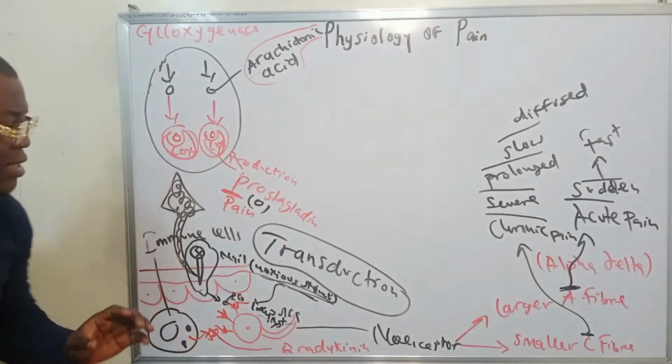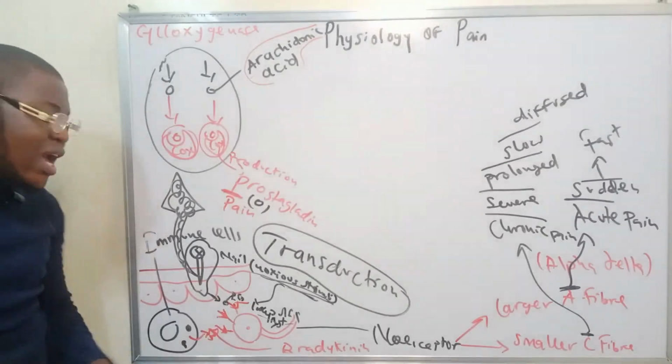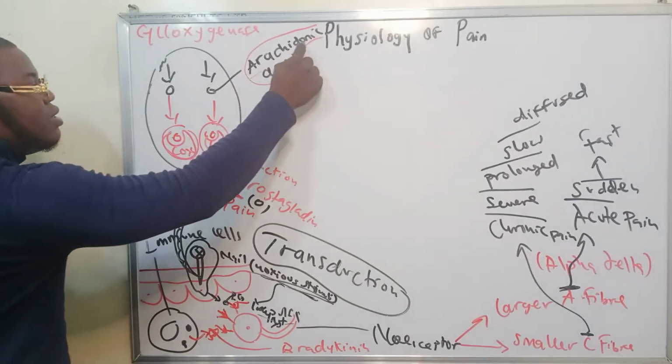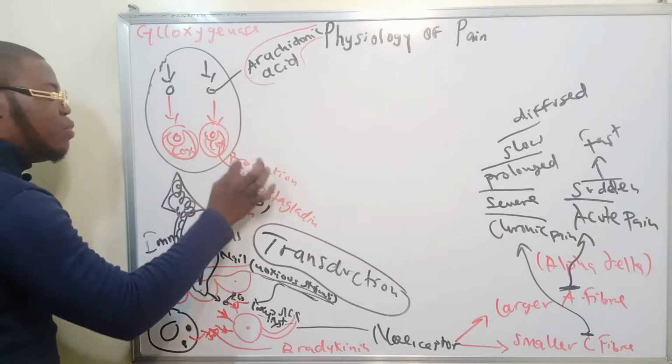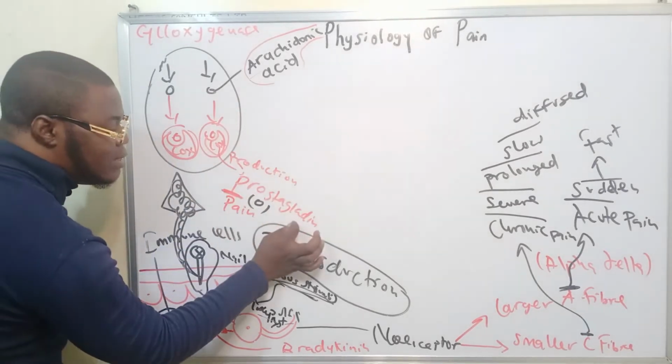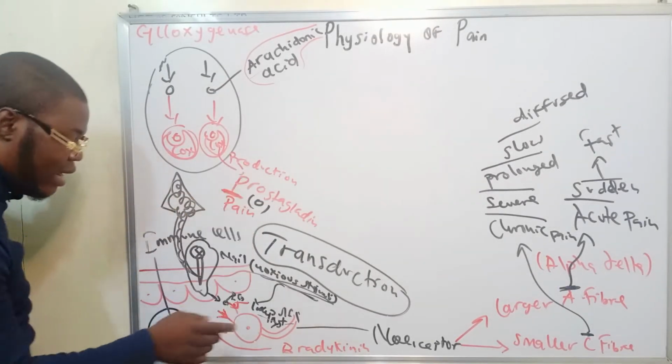The point is that whenever you are hurt by something, some kind of damage caused to your cells, the cell will release what? Arachidonic acid. And the arachidonic acid will bind with something called COX, and they will lead to the production of something called prostaglandin. And prostaglandin is a neurotransmitter for what? For pain. It carries the impulse of pain. And that's what happens here.